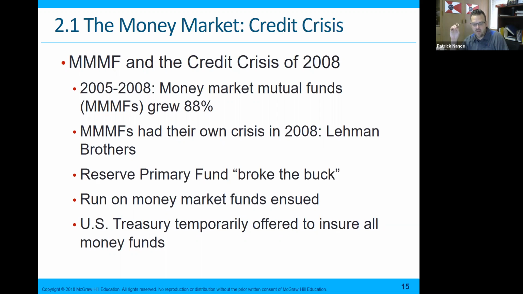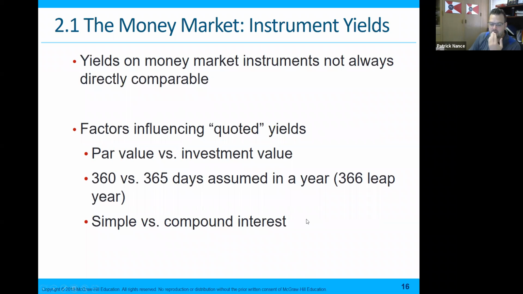A run on money market funds ensued. People had tried to invest heavily in it, especially when they thought it was a safe investment, when everything else was going terribly. But they didn't have enough assets to back it, so it became unsecured, with a lower likelihood of actually getting paid back. The U.S. Treasury temporarily offered to insure all of those money market funds through the FDIC.